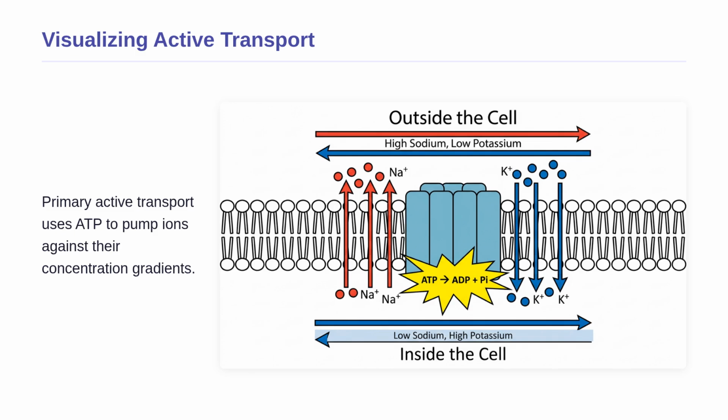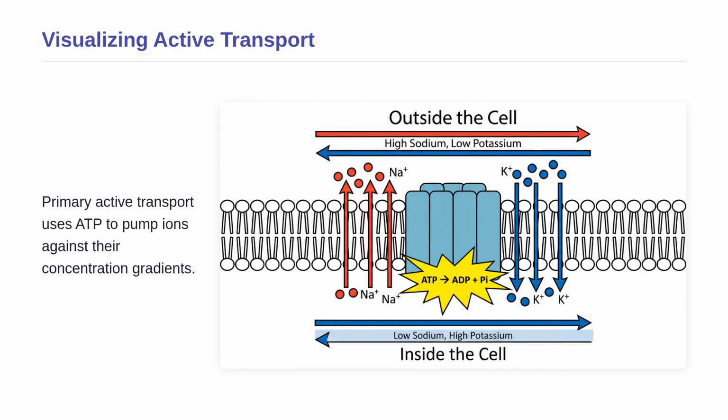To fully grasp this energy-demanding process, let us look at a diagram of a primary active transport pump. Here, you see the cell membrane with a large transmembrane protein pump embedded in it. Notice the environments. The extracellular fluid at the top has high sodium and low potassium, while the intracellular fluid at the bottom has low sodium and high potassium.